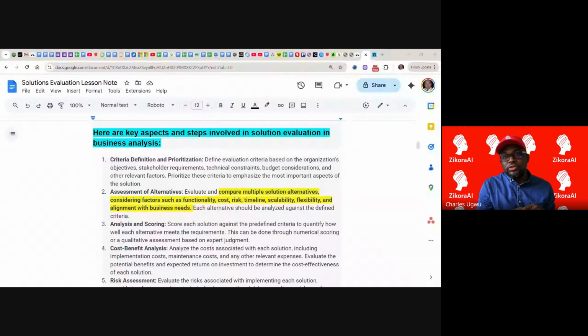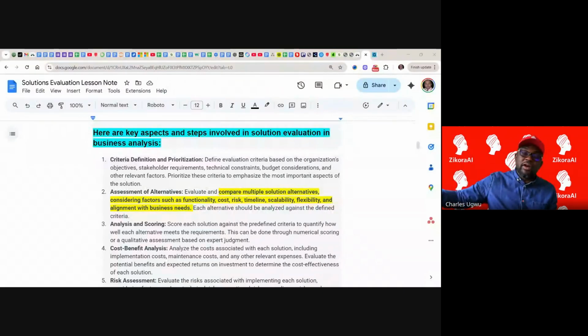Don't just go to the market. I'm an experienced business analyst. If I go there, I will just deliver. No, don't do that. You'll be confused about which solution. So that's why you need to ask, what is more important than your stakeholders?